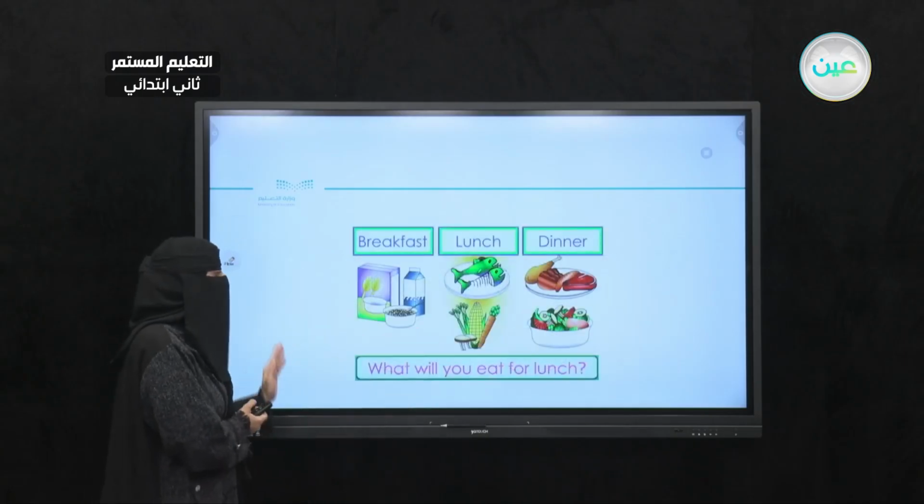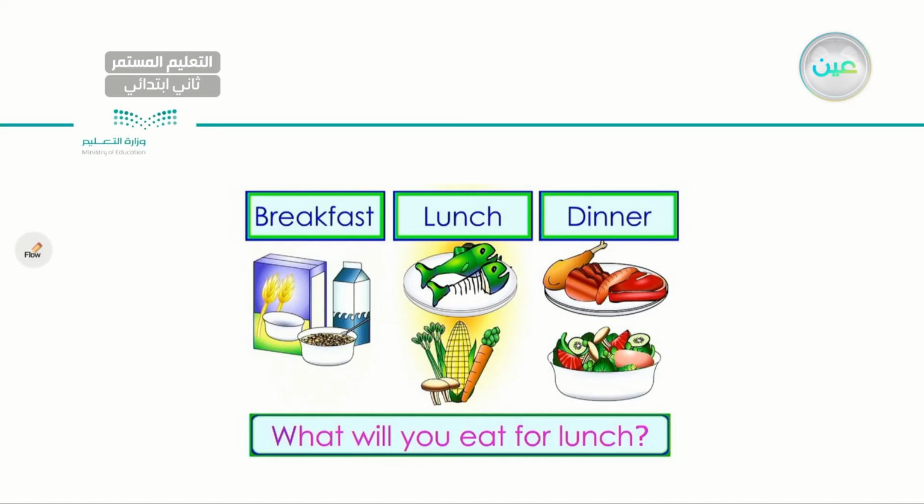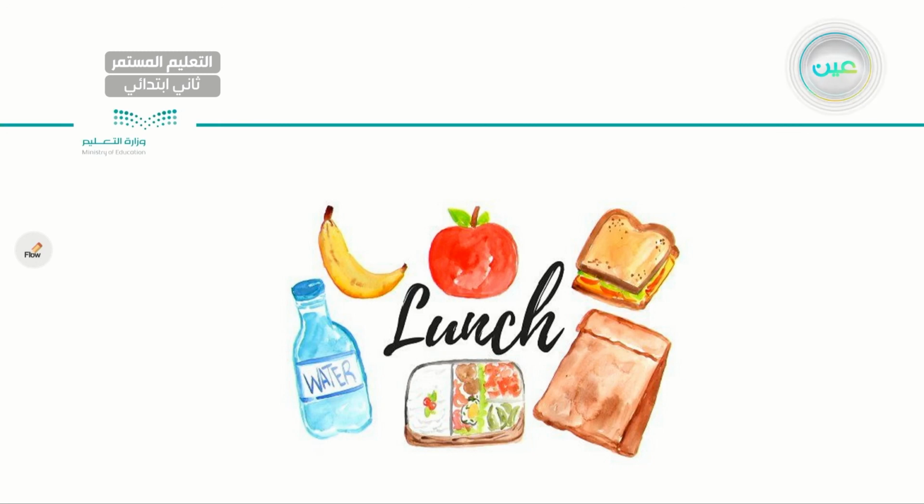Now, what do you eat for lunch? We will have extra or more examples. For lunch, as you can see here, all the options I have here are considered to be healthy food. I have a bottle of water, banana, apple, a sandwich, and I have some healthy snacks.